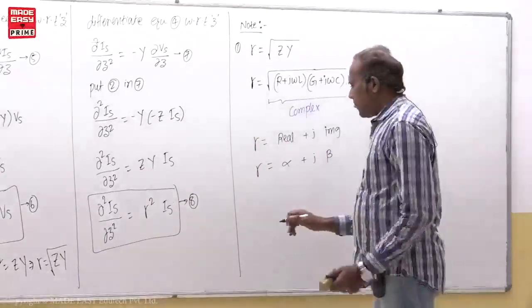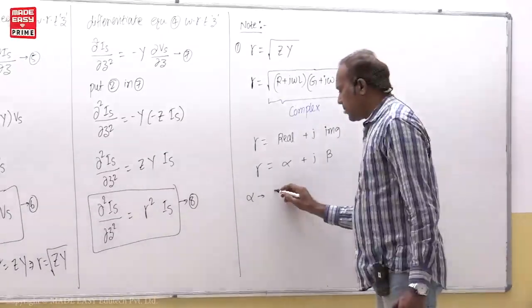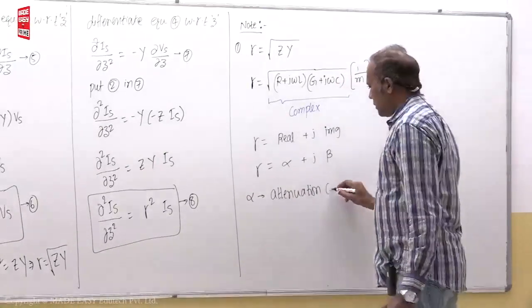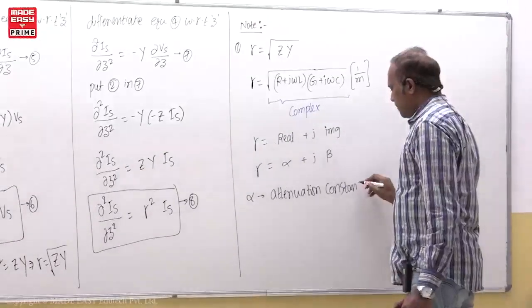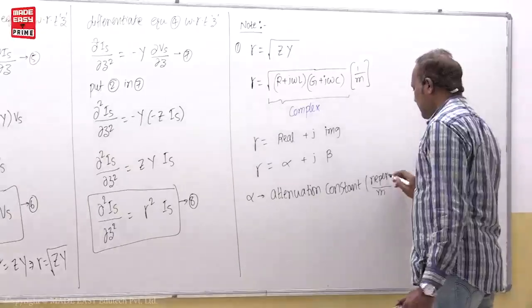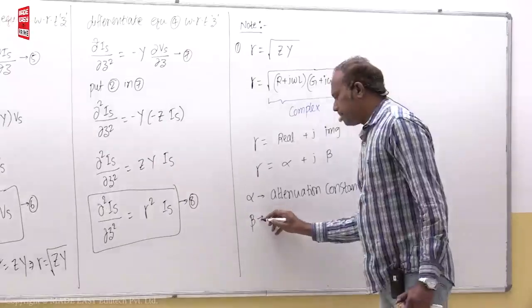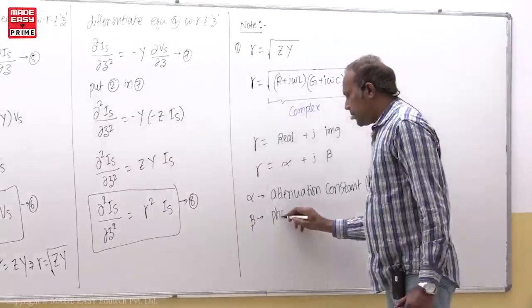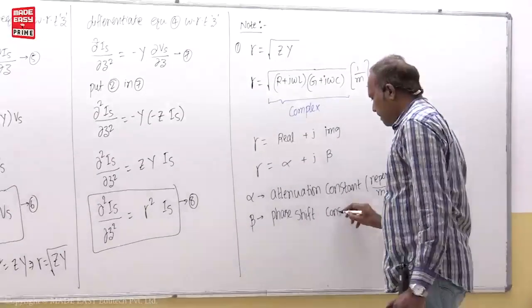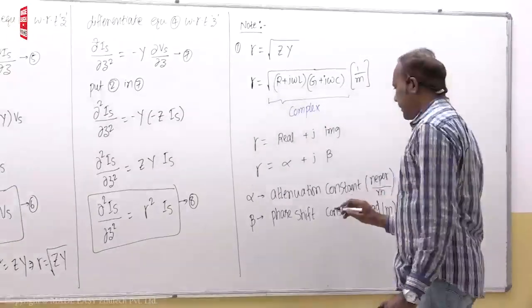Now what is alpha? From the previous chapter, it is the attenuation constant, with unit Neper per meter. Then beta is the phase shift constant, otherwise called wave number. The unit is radian per meter.